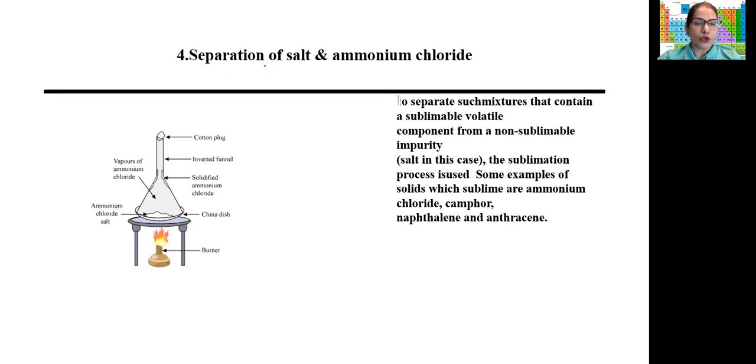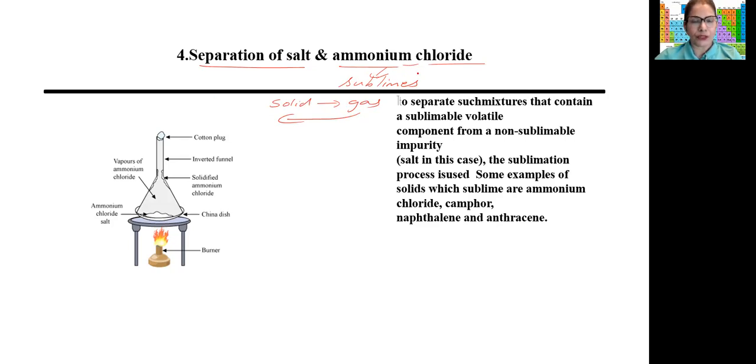Now let us do the fourth method of separation, that is, separation of salt and ammonium chloride. When we talk about ammonium chloride, we are talking about a substance which sublimes. You know what sublimation is, right? Change of solid to gaseous state without passing through the liquid state. When a substance changes from solid to gas and gas to solid, there is no liquid state. So we say this process is known as sublimation.